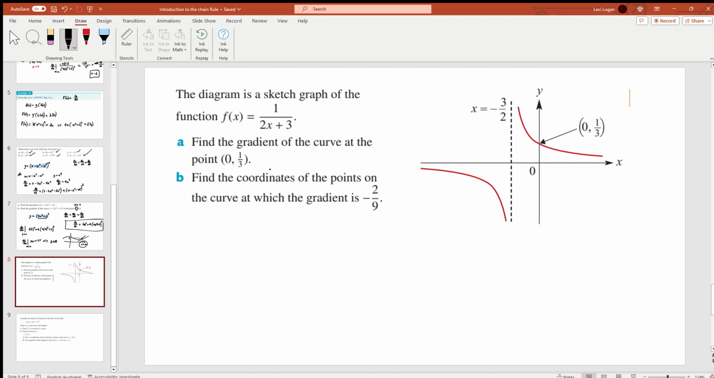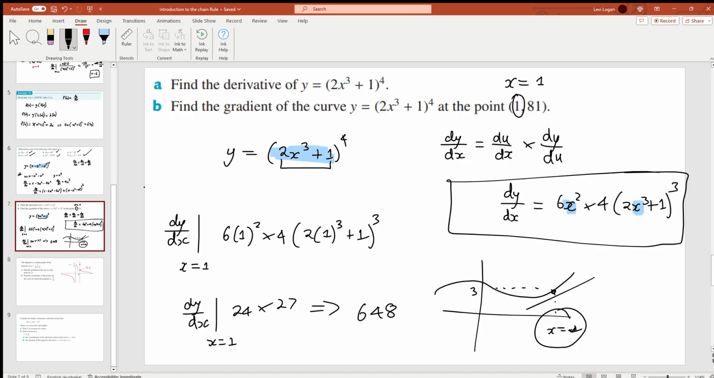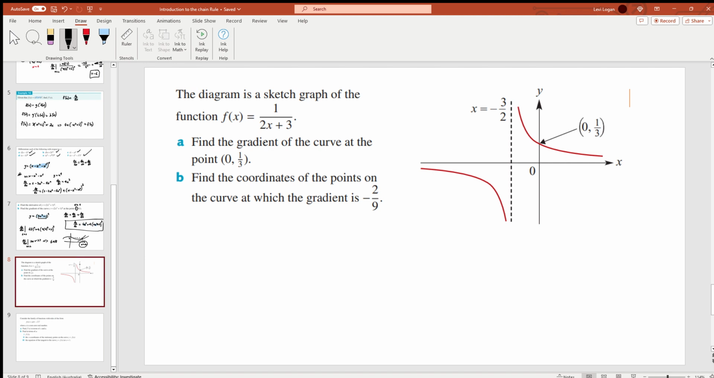Okay. So the diagram is a sketch of the function f of x equals 1 over 2x plus 3. Find the gradient of the curve at the point x equals 0 and y equals a third. Find the coordinates of the point on the curve at which the gradient is that. Okay, so A is exactly the same as question B here. So step 1, we've got to differentiate this.